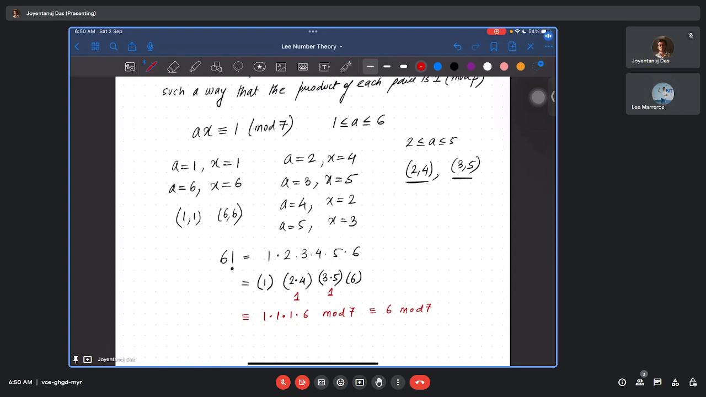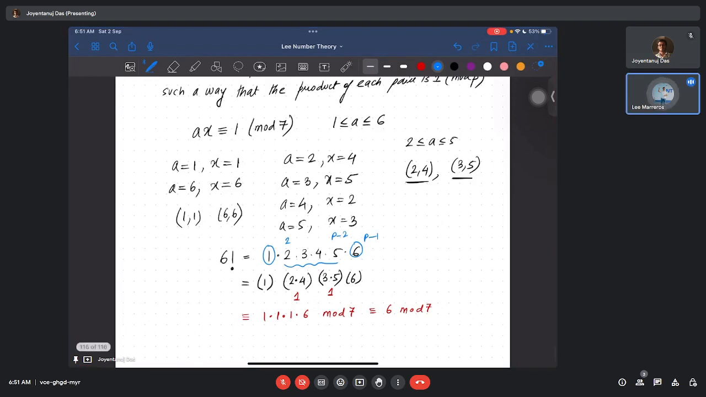So except the boundary conditions, this is 1 and this is p minus 1. In the general case, between 2 and p minus 2, all the numbers can be paired up like this, such that their product is 1 in mod p. So that is what this congruence gives us. So now I think the proof is clear, right? How we are doing it? Yes, I got this example.